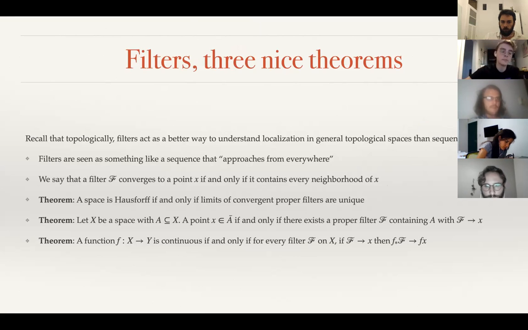of these theorems, for example, any of these three down here, if you take the space is Hausdorff if and only if limits of convergent proper filters are unique. If we replace the filters and the converging filters with a convergent sequence, it actually doesn't work for arbitrary spaces. You need the space to already be what's called second countable, which has to do with basically the basis of the topology working nicely.